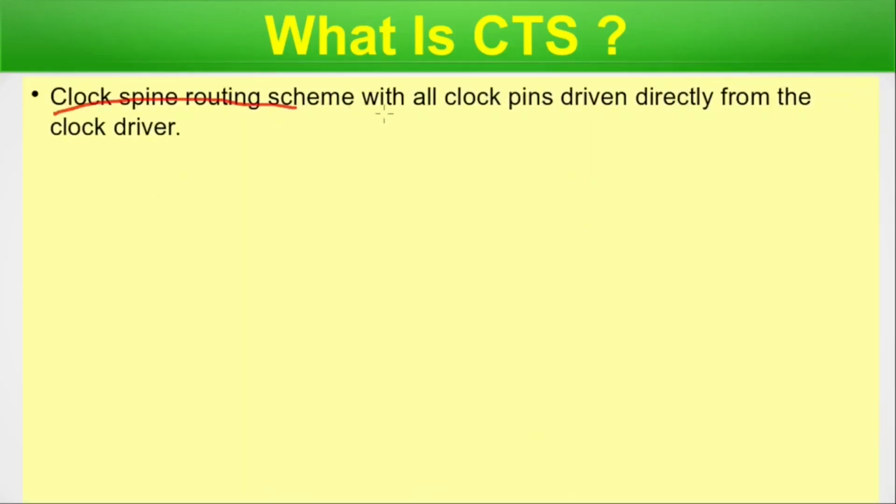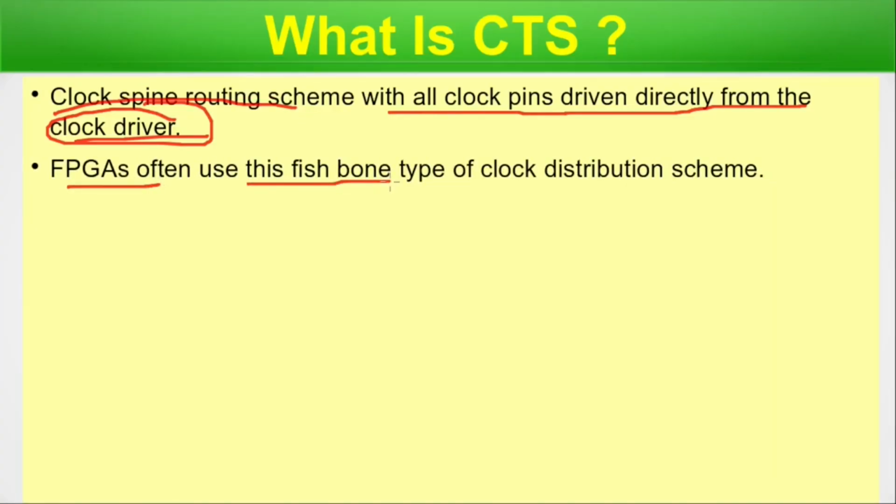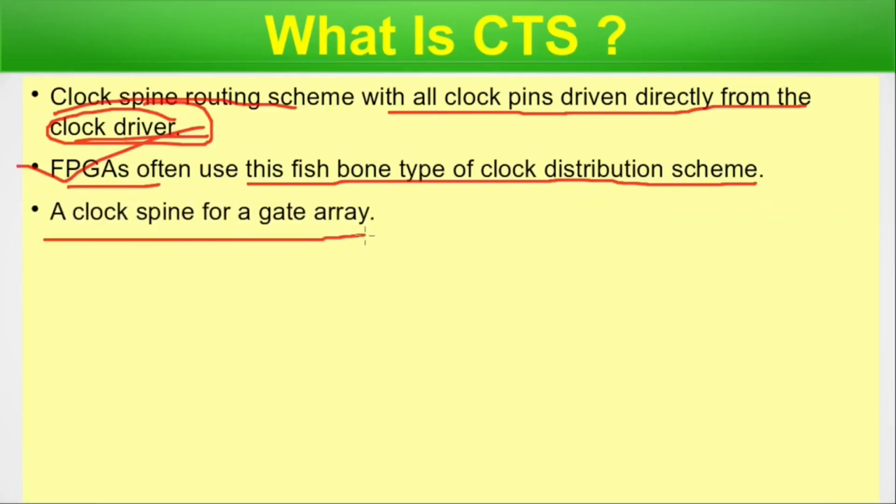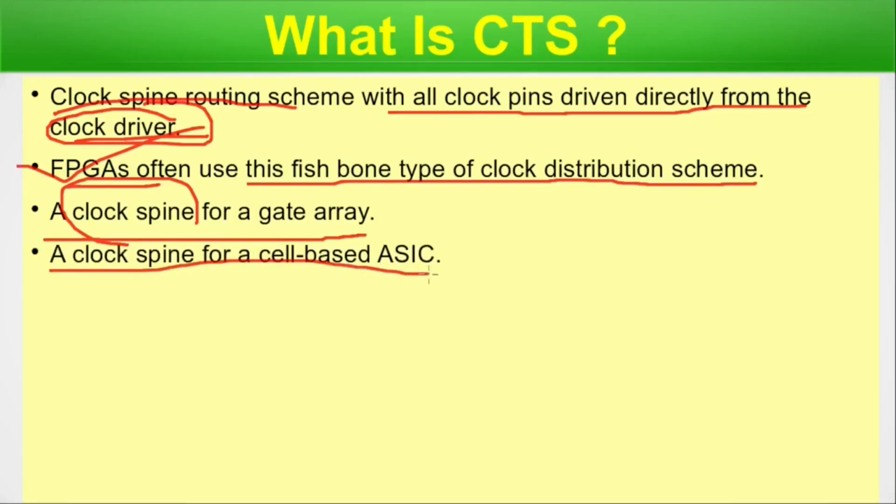Clock spine routing scheme with all clock pins driven directly from a clock driver. So clock driver is nothing but a PLL kind of circuit in the digital chip or a Xtal that produces the clock. That is the clock driver, and the clock spine I will explain in the next infographics. FPGAs are often used in this fishbone type of clock distribution scheme. Here we talked about FPGAs, although in ASIC we have a clock spine for a gate array. It is needed. The clock spine is nothing but the main branch that is distributing the clock. A clock spine for cell-based ASIC.